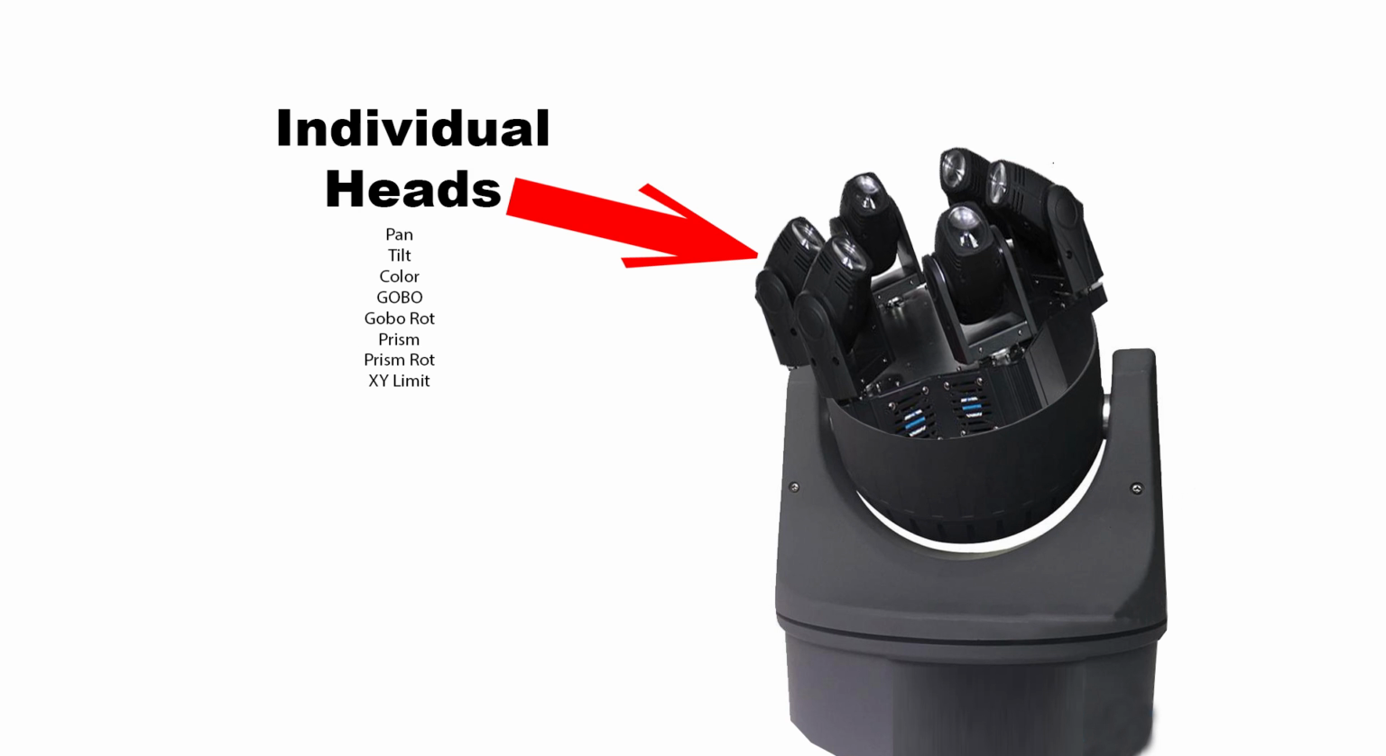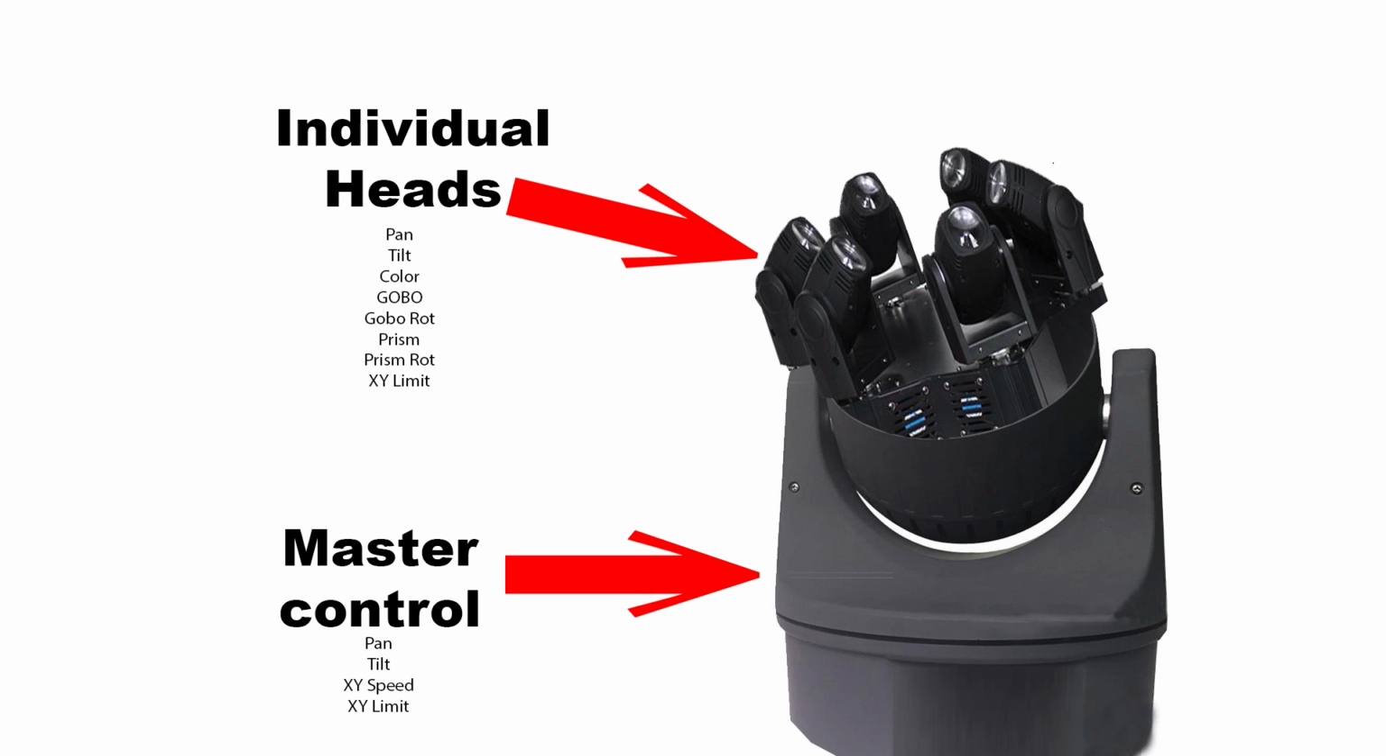But now let's say that we take that entire cluster of moving heads, lop off that base, and attach it to another moving head. So now what happens is you've got your individual heads sitting on a moving head. So you have your individual head control and you have your master control. That individual head control would allow you to control the attributes of each moving head, your pan, tilt, color, gobo, gobo rotation, prism, prism rotation, pan and tilt limit. While the master control takes that entire fixture and you can do a pan, a tilt, you can control the speed of the pan and tilt or the limit.